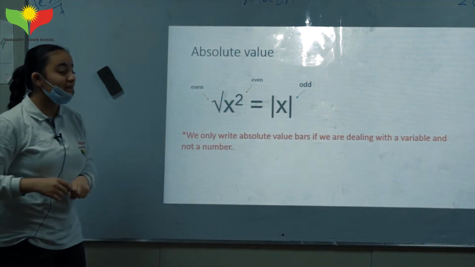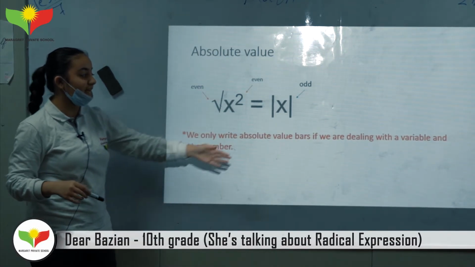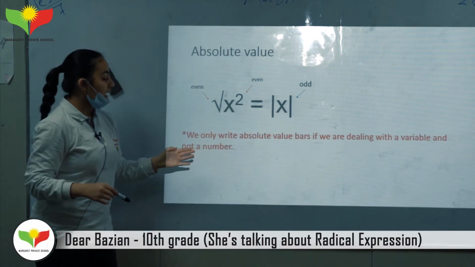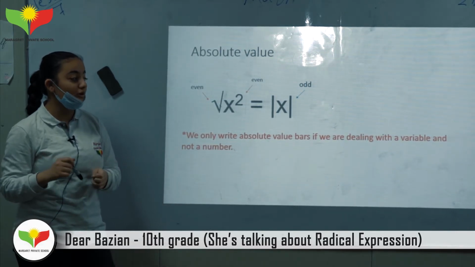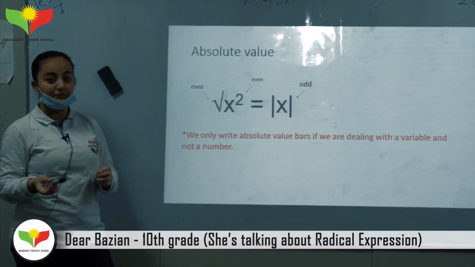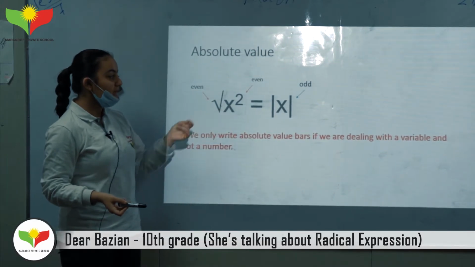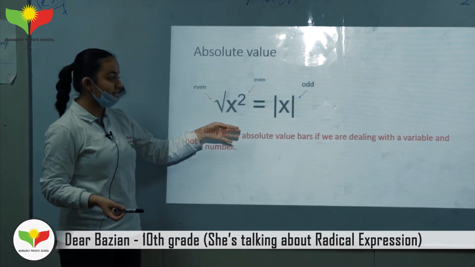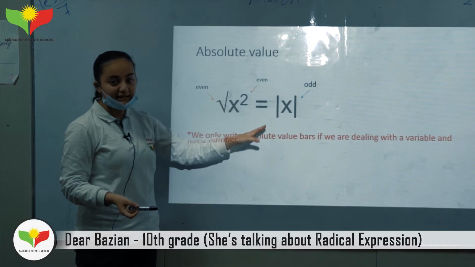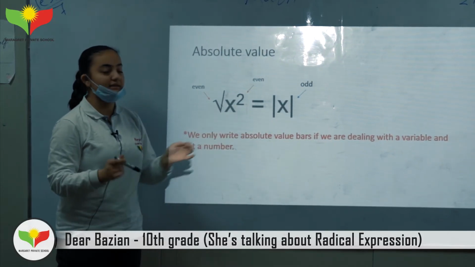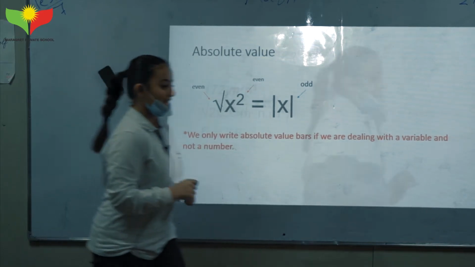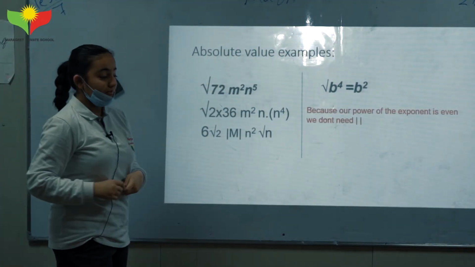Absolute value in radical expressions. So this is the absolute value, okay? And we only write absolute value bars if we are dealing with a variable and not a number. As you can see in this picture, we have a variable and it's to the power 2. When it comes out, we will have 2 bars next to it as an absolute value, and the power has to be odd. Okay, some absolute value examples.